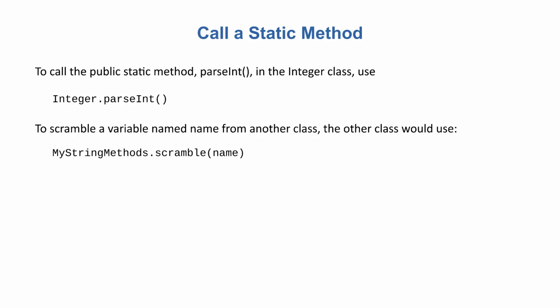Because scramble is both public and static, other classes can call it by using the MyStringMethods class name. For example, in an earlier lesson, you called the public static method parseInt from the Integer class using Integer.parseInt. Likewise, to scramble a variable named name from another class, the other class would use MyStringMethods.scramble(name). In order for another class to use scramble, it must first have the MyStringMethods project in its class path. Class path is set in Eclipse by going through the project's build path options.